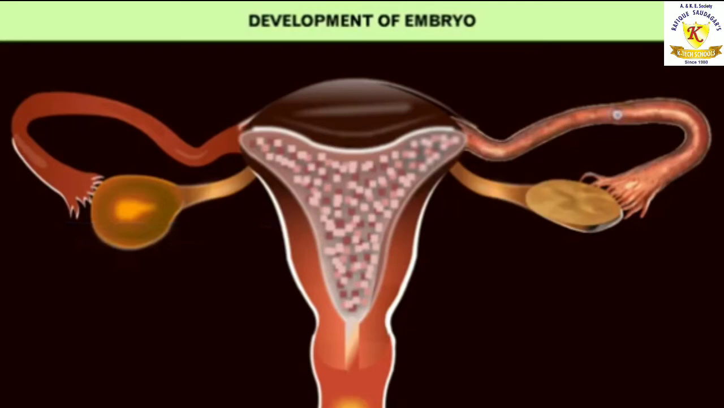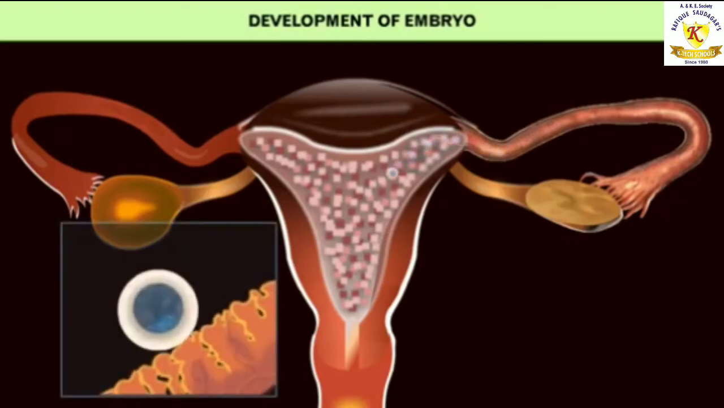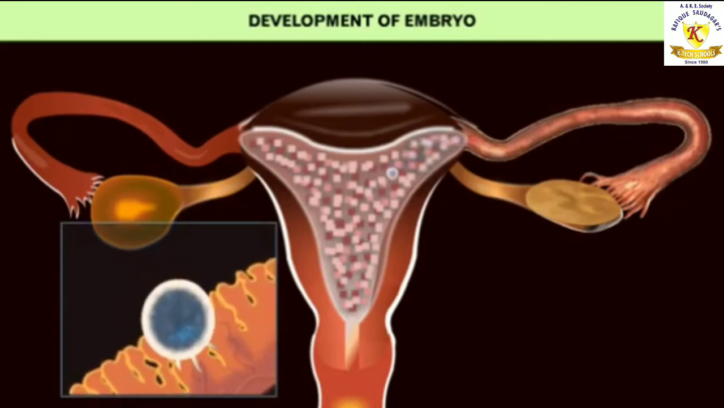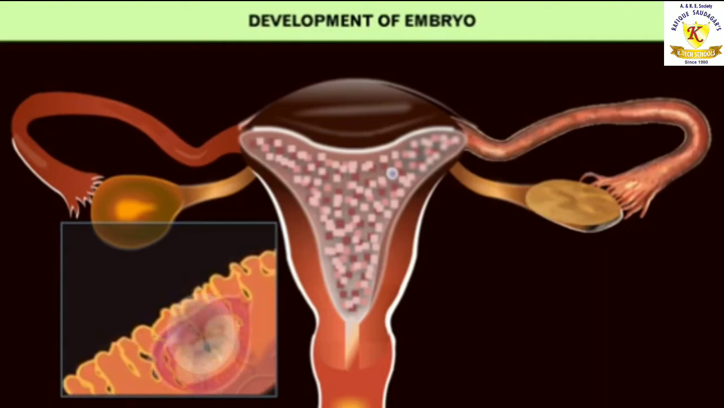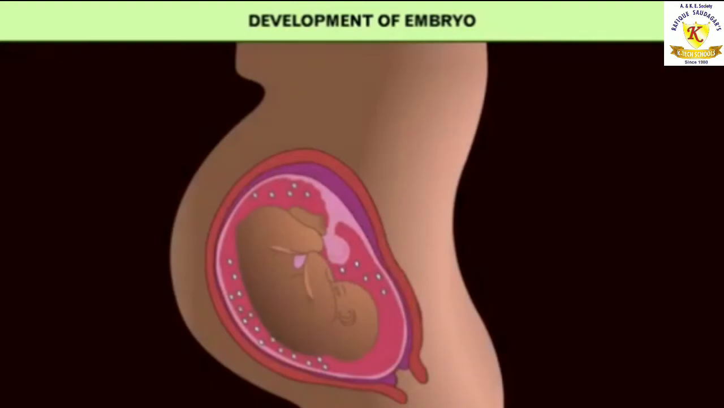The embryo moves down the uterus and gets implanted in it. So this process is called implantation. Thus, the embryo develops gradually into a fetus. After the development of the embryo is complete, the mother gives birth to the young one.